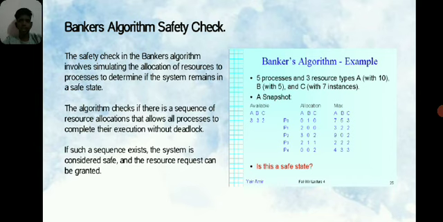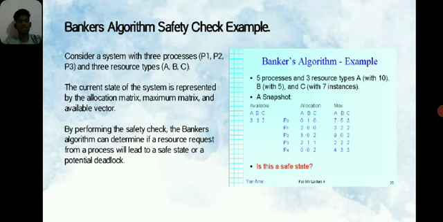Banker's algorithm safety check. The safety check in the Banker's algorithm involves simulating the allocation of resources to processes to determine if the system remains in a safe state. The algorithm checks if there is a sequence of resource allocations that allows all processes to complete their execution without deadlock. If such a sequence exists, the system is considered safe and the resource requests can be granted. A Banker's algorithm example is given beside, you can refer to that.